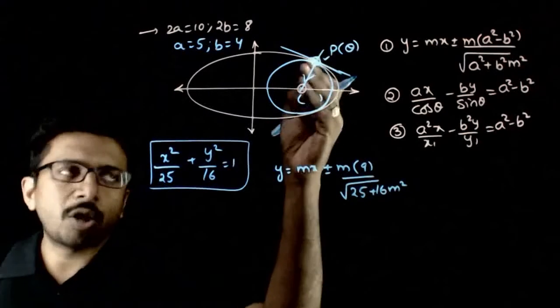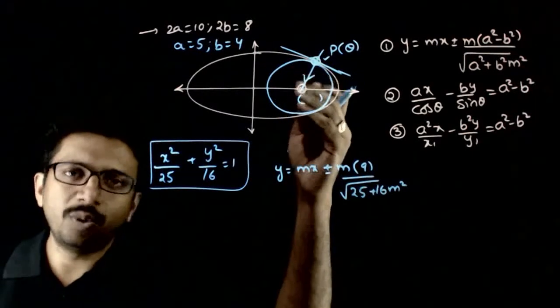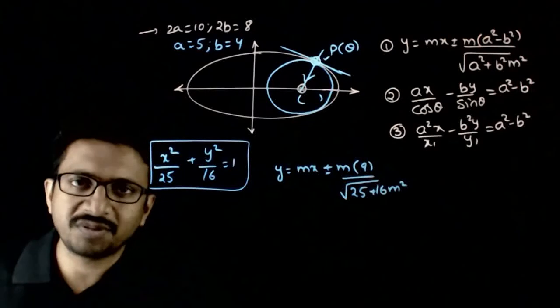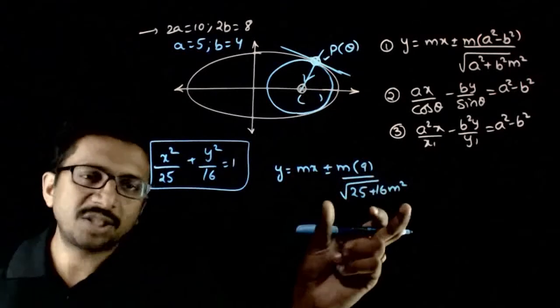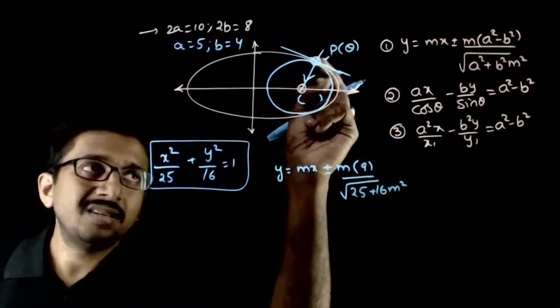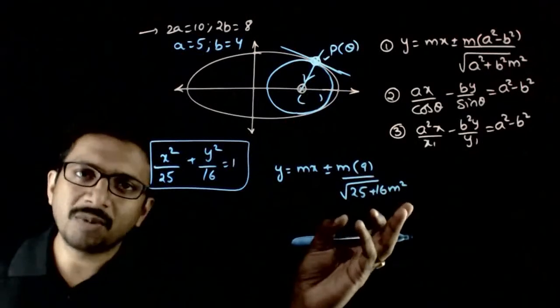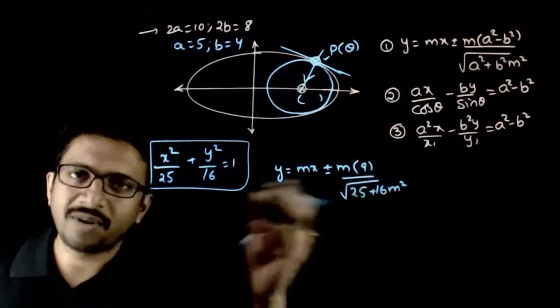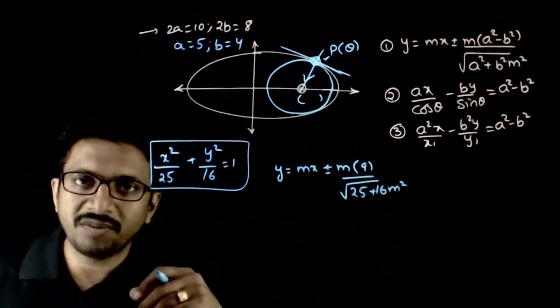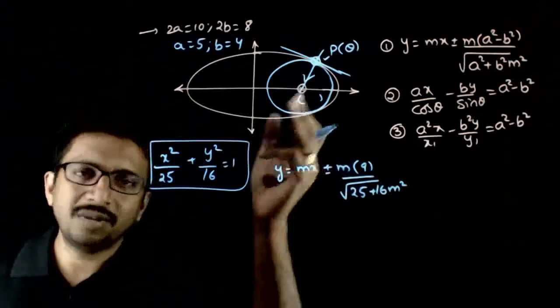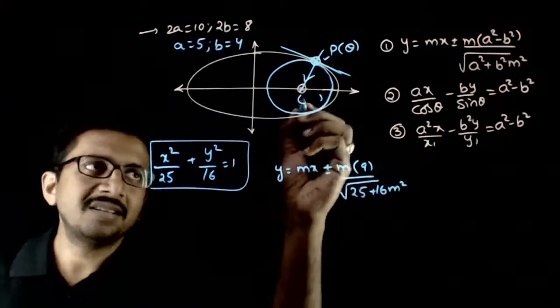Now for this normal to be a common normal to both the circle as well as the ellipse: this is always a normal to the ellipse for whatever value of m. This also has to be a normal of the circle, so it has to pass through the center. The center is the focus.